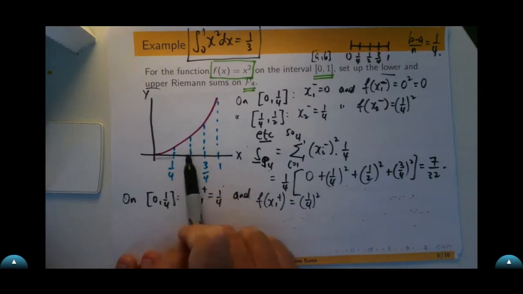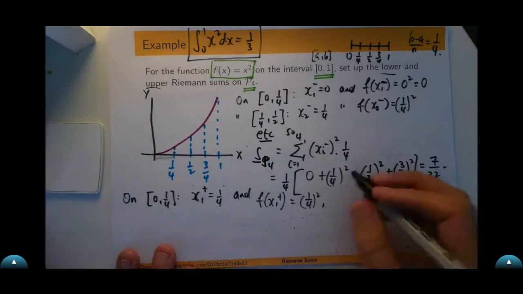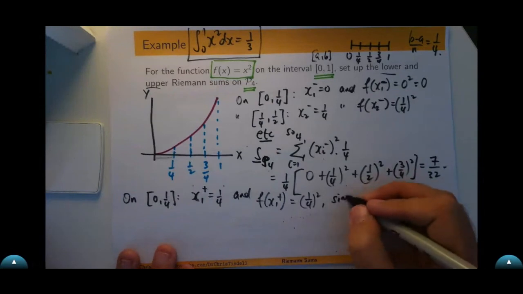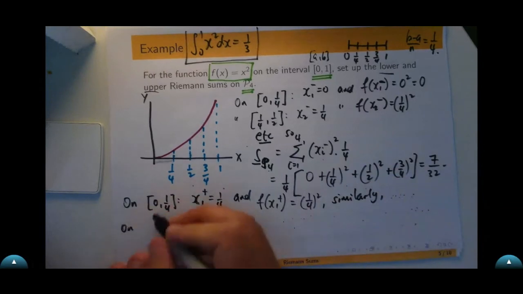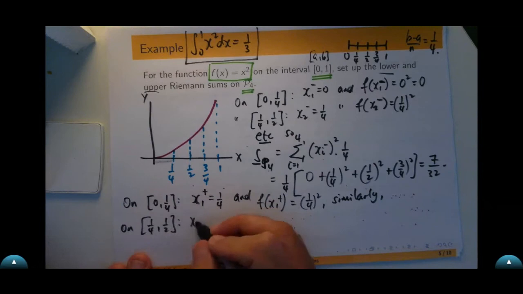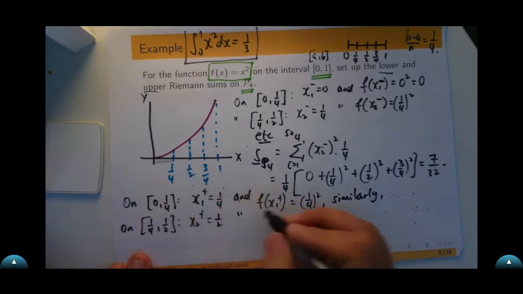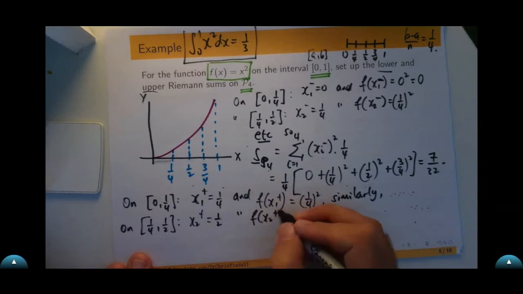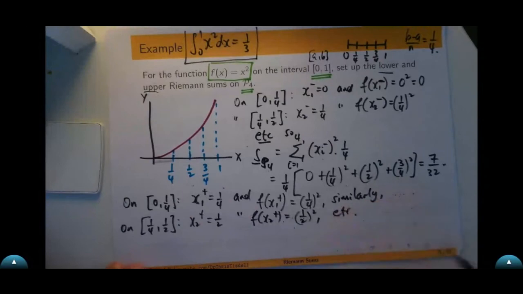Okay, so then we move on to this interval. The maximum occurs on this interval at 1/2. Okay. So the maximum there will be 1/2. Okay, so now let's get this upper Riemann sum.